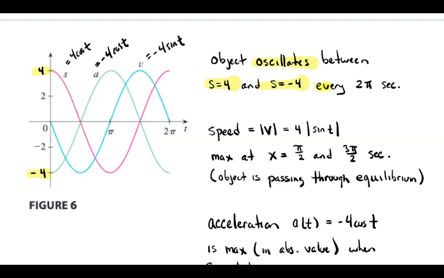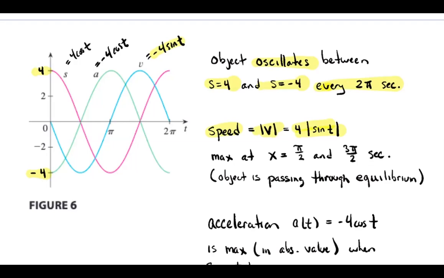And it's going to do that every 2 pi seconds. It's a 2 pi period. So in this physical vacuum, this object will just oscillate indefinitely. Every 2 pi seconds, it returns to its previous position. Right? The speed, I want to remind you, speed is the absolute value of velocity. So that's the absolute value of this function -4 sine t. Well, that would just be 4 times the absolute value of sine of t.